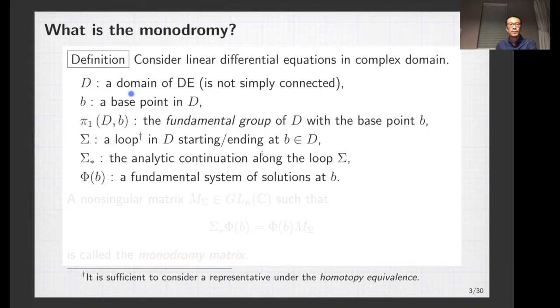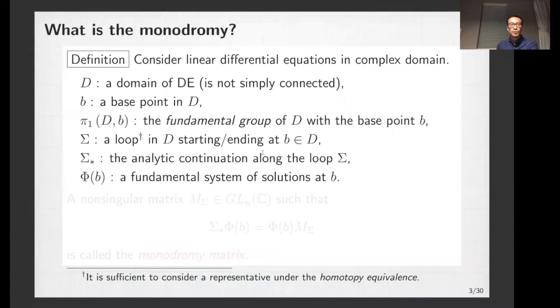We consider the fundamental group of the domain with the base point, which is denoted by π1(D, B). And we denote by σ a loop in the domain, starting from the base point and ending at the base point. This means that this loop runs around and comes back to the starting point, that is the base point. We also denote by σ-star the push forward of analytic continuation along this loop.